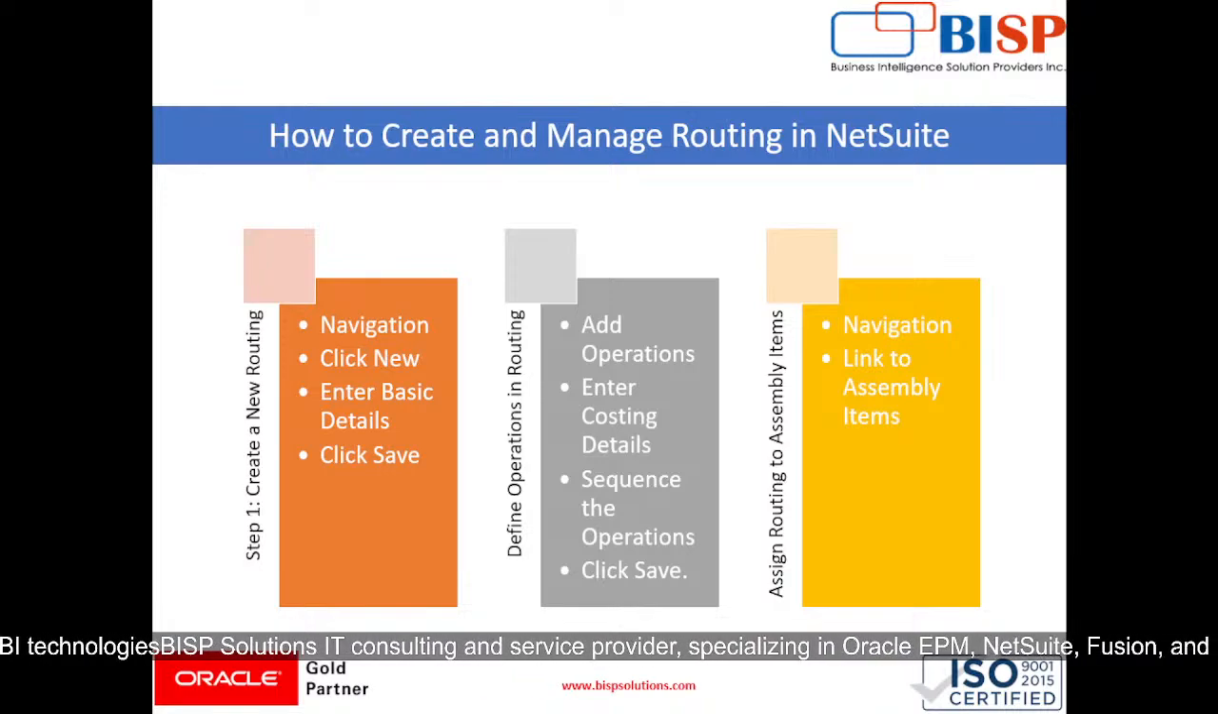Step 3 is assigning routing to assembly items, where we have to navigate to List. Under List, Supply Chain is there, and under Supply Chain, Routing is there. Then we link to assembly items, where we associate the routing with the correct assembly item.